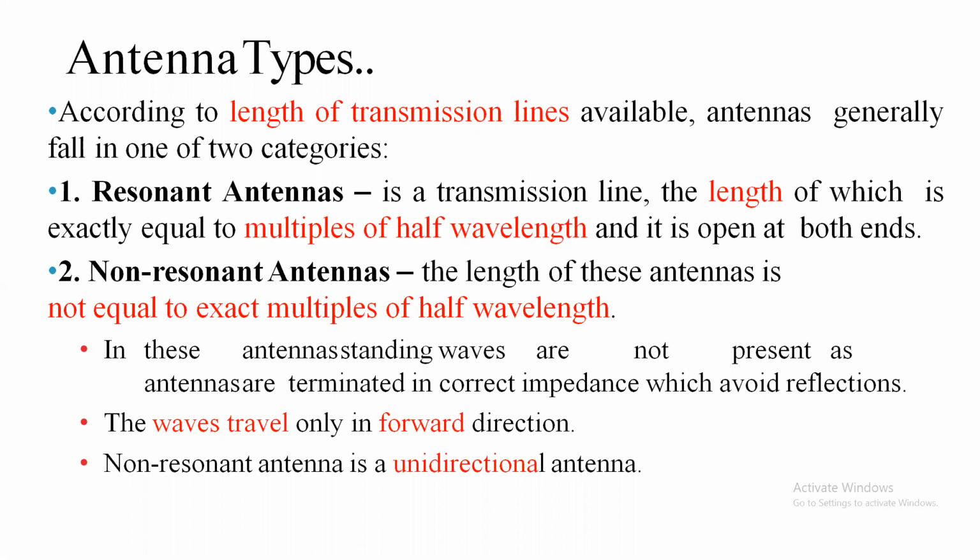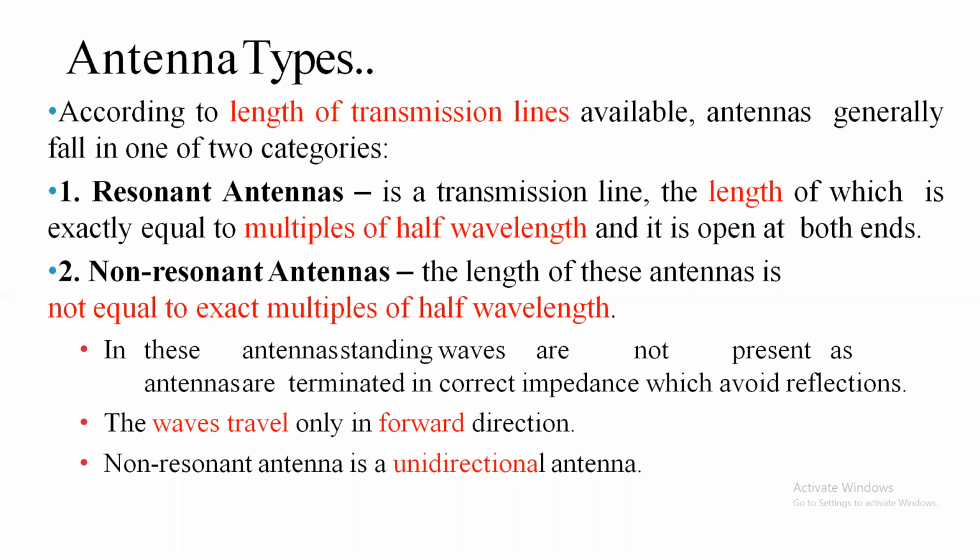And it is open at both ends. These are multiples of half wavelength. That means in resonant antennas, the length of the transmission line is exactly equal to multiples of half wavelength, that is, multiples of lambda by 2.